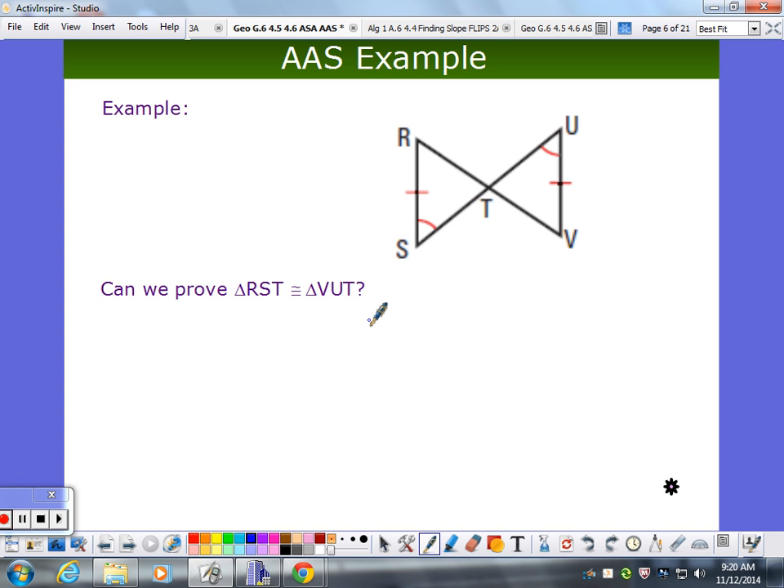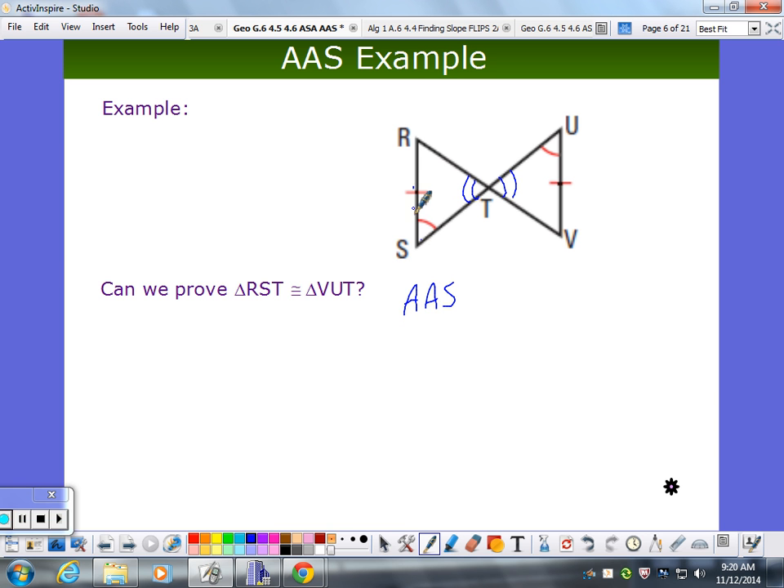All right, so this one, an angle, angle, side example. Can we prove these two things congruent? This triangle RST to this one. Marking vertical angles needs to become automatic. Whether we need it or not, I don't know. As soon as you see a vertical angle, mark them. You never know. But, well, that helps us. Angle, angle, side.